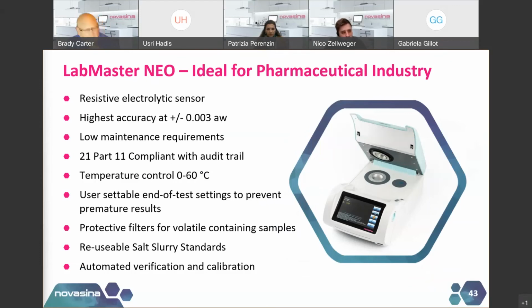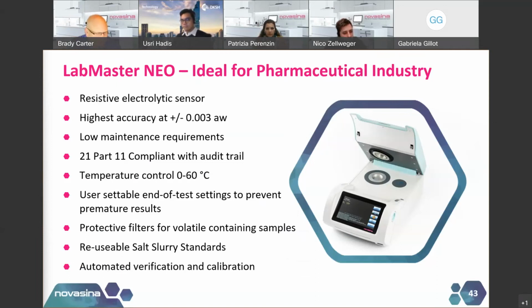It utilizes the resistive electrolytic sensor we described, so low maintenance, high accuracy at 0.003. Temperature control in this is the best available, from 0 to 60 C. You can set end of test requirements so you can make sure you've reached vapor equilibrium. There are filters for volatiles. It comes with reusable salt slurries, so you're not buying your standards over and over again. You can reuse those for up to 3 years.